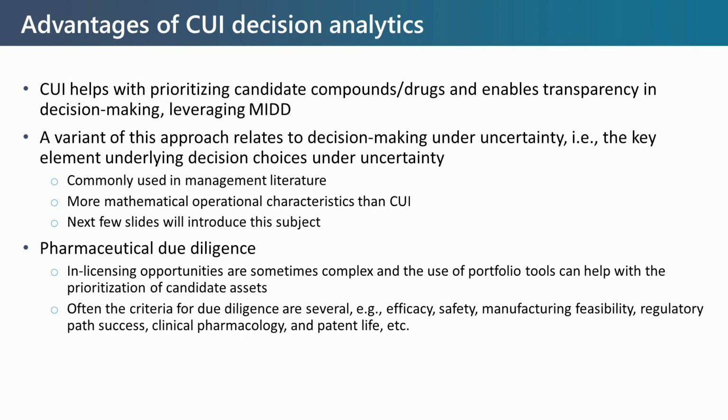This is also applicable in pharmaceutical due diligence. Sometimes when you're in licensing opportunities, sometimes they're complex, and one can use portfolio tools to help prioritizing of these assets. The criteria for due diligence are different, but similar, which could include efficacy, safety, feasibility of manufacturing, regulatory path success, clinical pharmacology, patent life, etc.